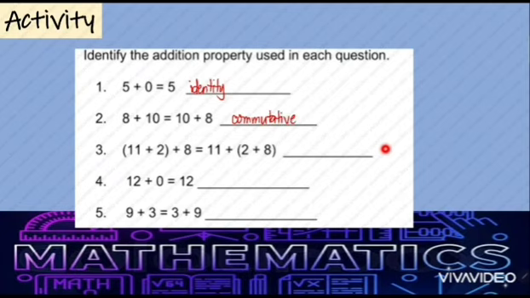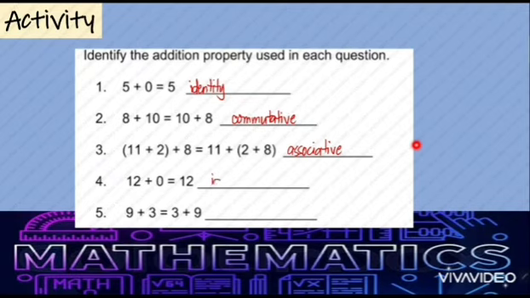Next, quantity 11 plus 2 plus 8 is equal to 11 plus quantity 2 plus 8. So the property is associative property of addition. Nagbago lang sila ng groupings. Next, number 4. 12 plus 0 is equal to 12.